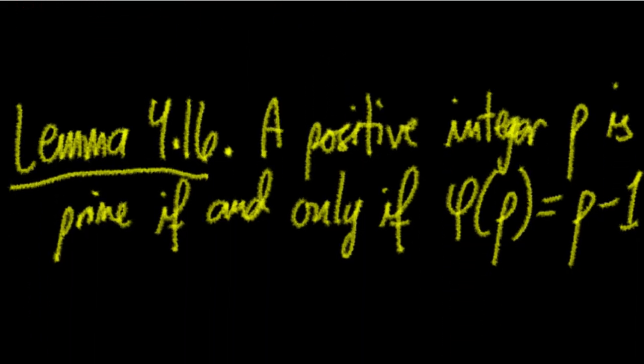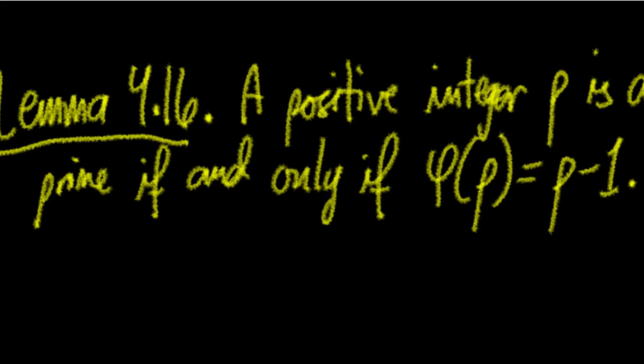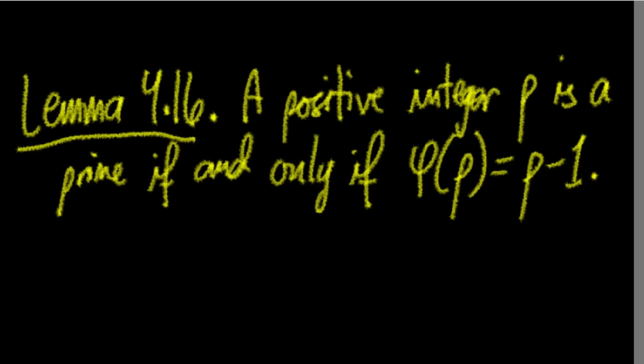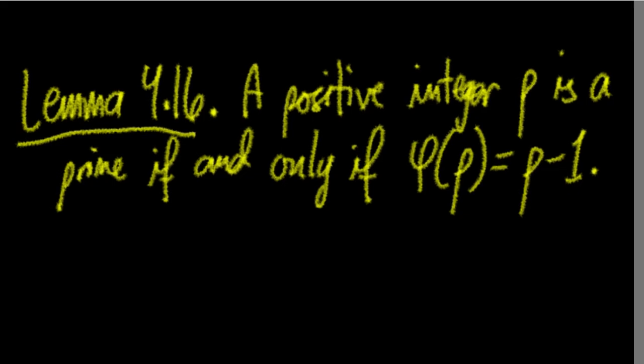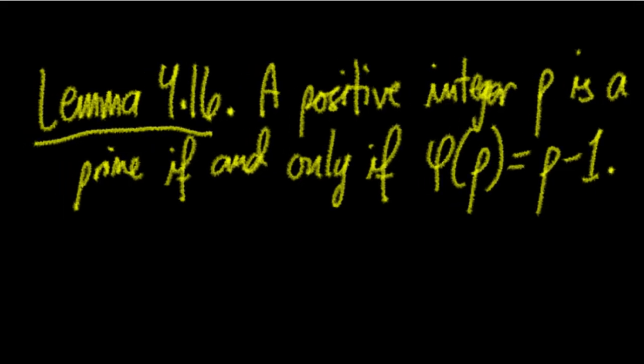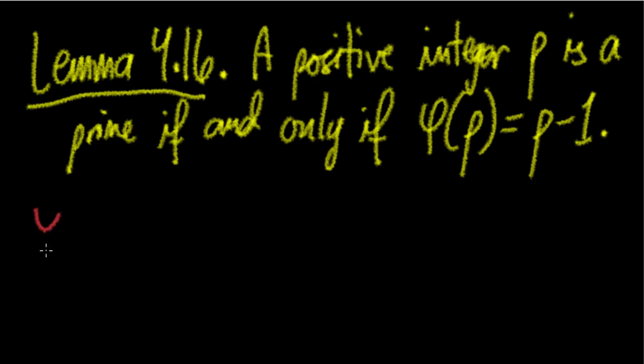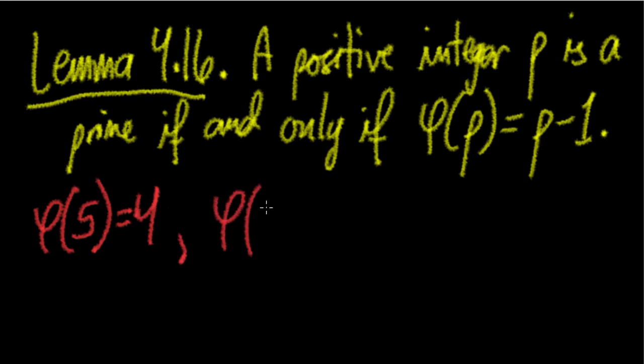Lemma 4.16 states that a positive integer p is prime if and only if the phi function of p is equal to p minus 1. So that's the lemma. You can imagine that the phi of 5 is equal to 4 by this lemma, the phi of 11 is equal to 10, and the phi of 7 is equal to 6.